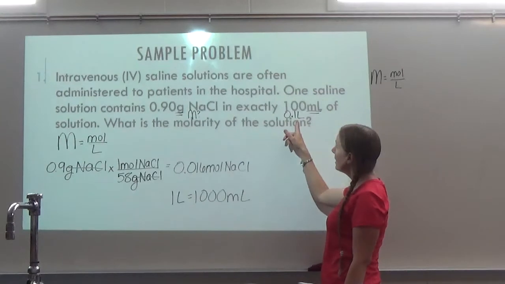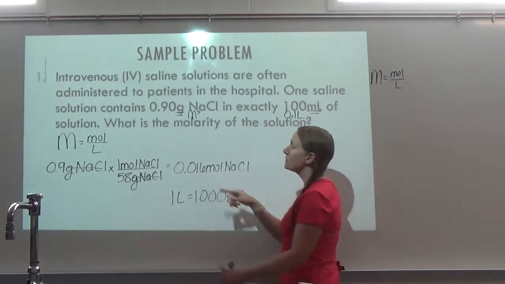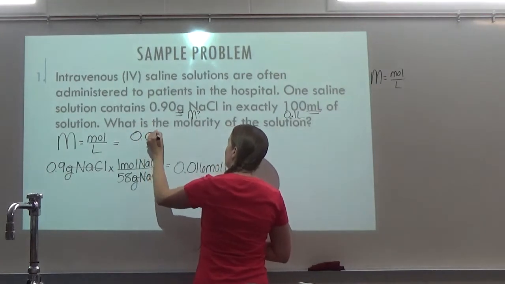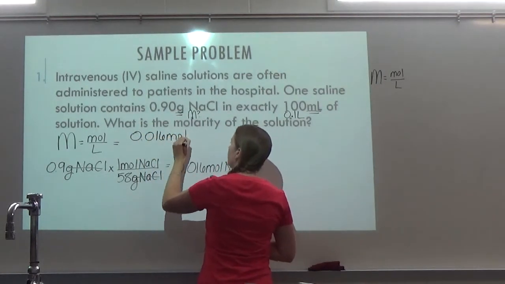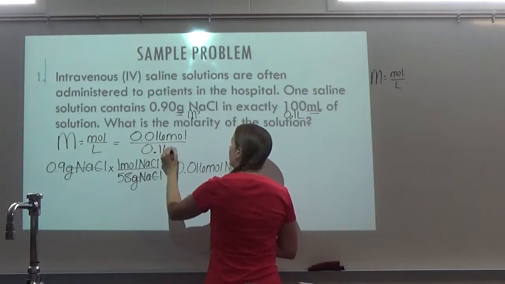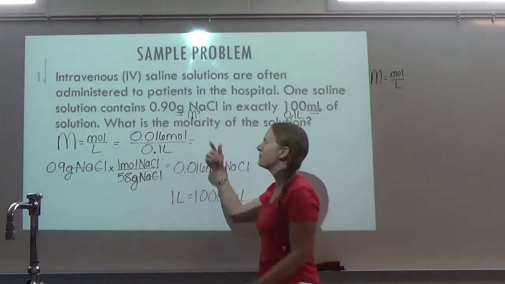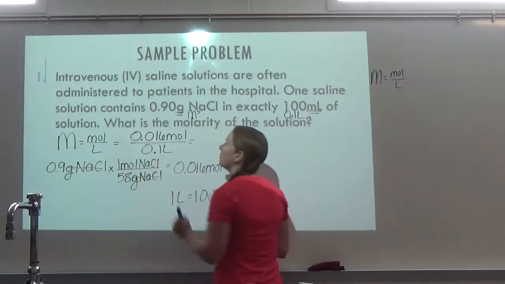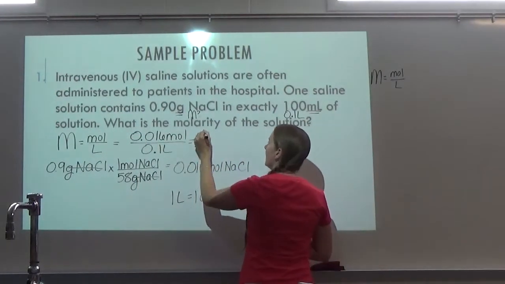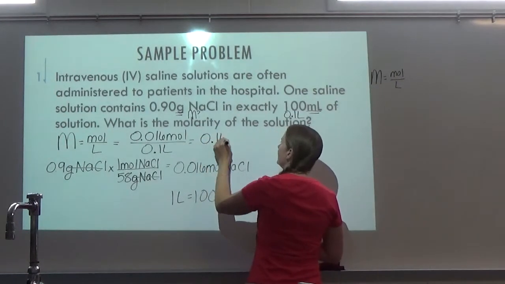All right, so now we have liters and now we have moles, so now we can plug into our formula. So I put my 0.016 moles on bottom, and I put my 0.1 liters. I'm sorry, I said on bottom, but I wrote on top. I put 0.016 moles on top and my 0.1 liters on bottom. And so then once I divide, I get 0.16.